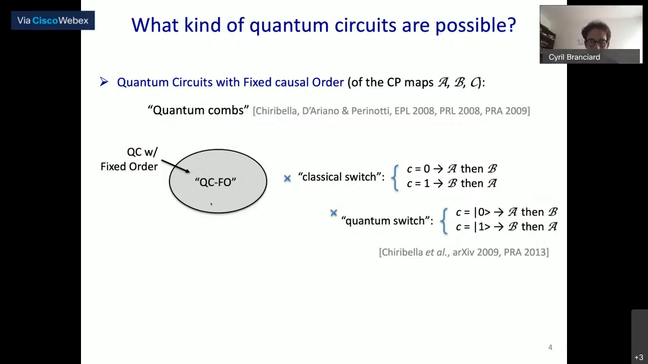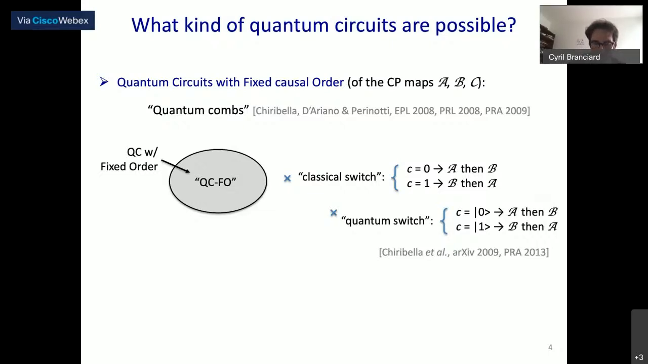And then, of course, we can make this classical switch quantum, and we also heard quite a lot about this quantum switch, which has become quite famous. So essentially, the idea is to make this classical coin quantum, a quantum state, a qubit here, and to coherently control the order between A and B. So clearly, in this landscape of quantum circuits, there's more than just the quantum circuits with fixed causal order, and we may want to explore this landscape a little bit more.